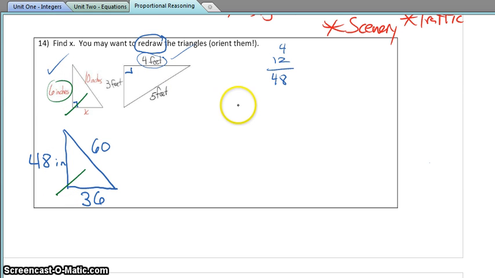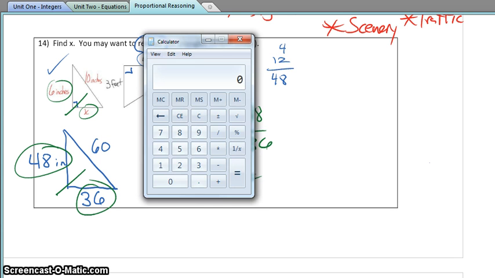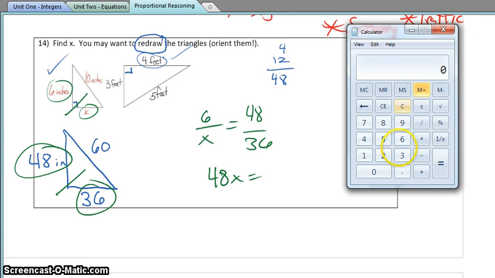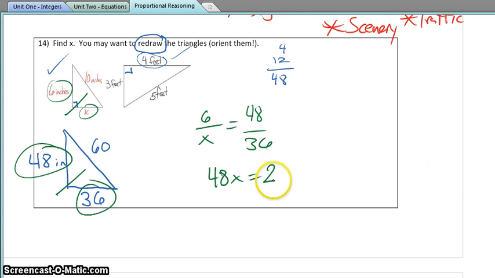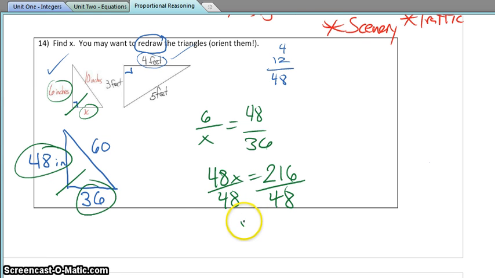Putting that in, 6 inches over x equals, go to the other one, 48 inches, sorry, over 36. Again, use your calculator, because I'm not trying to kill you here. 36 times 6 equals 216. Always divide by our coefficient to undo that multiplication. 216 divided by 48 equals 4 1/2.